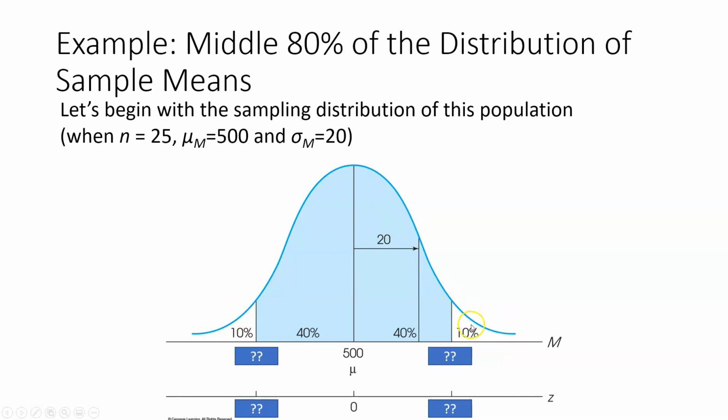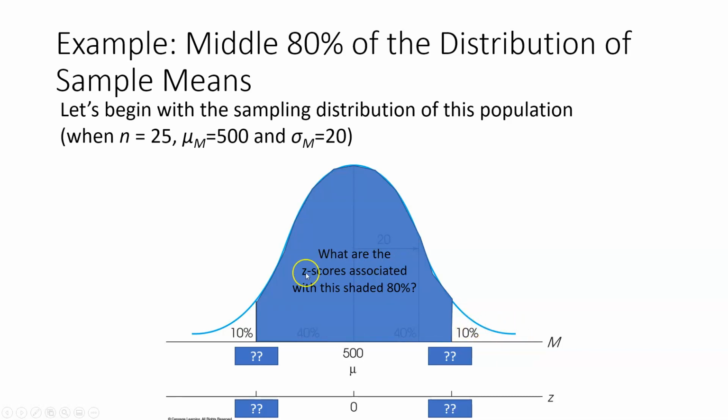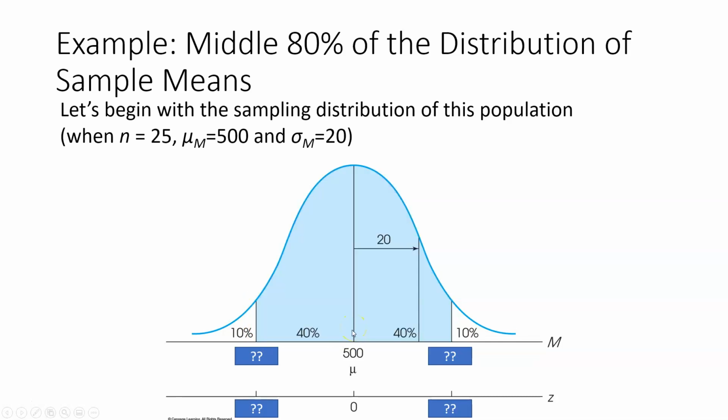If we try to figure out from this what are the z-scores associated with this middle shaded 80%, those will be reflected down here. Please take a moment, pause your video, and look at your unit normal table to figure out what are the z-scores that have 10% in the tails or 40% between the z and the mean. You should have found that the z-scores associated with those two boundaries were negative and positive 1.28.